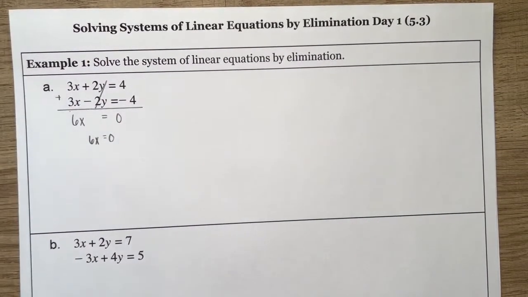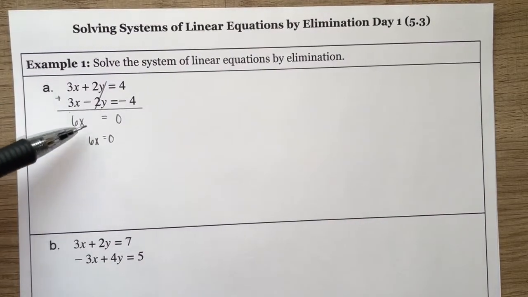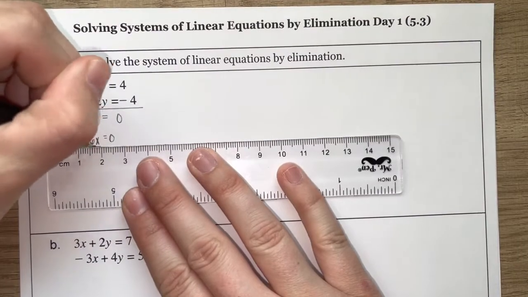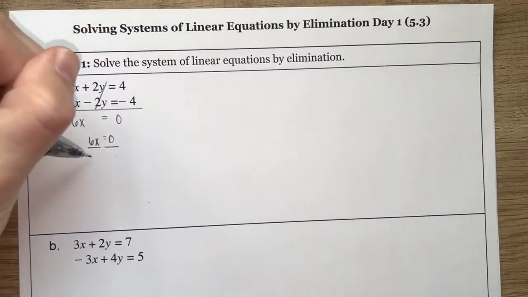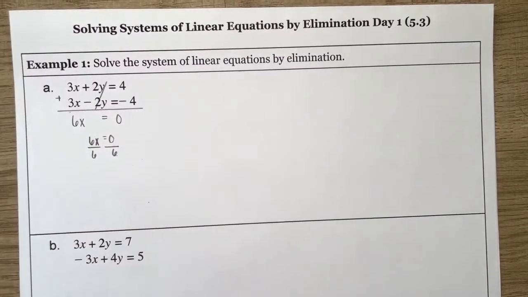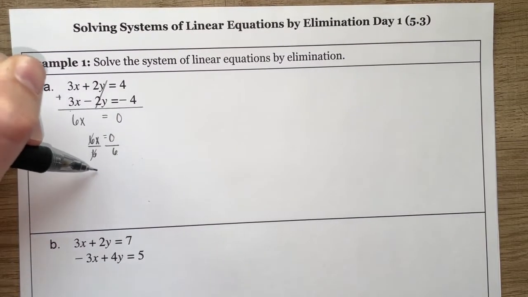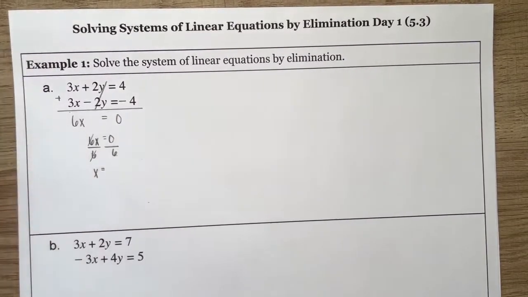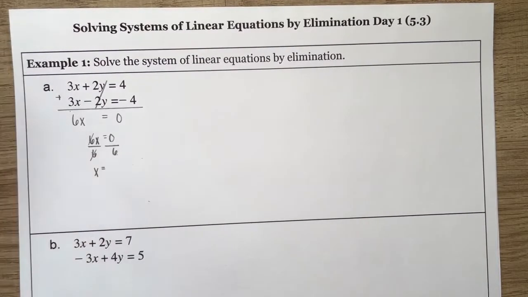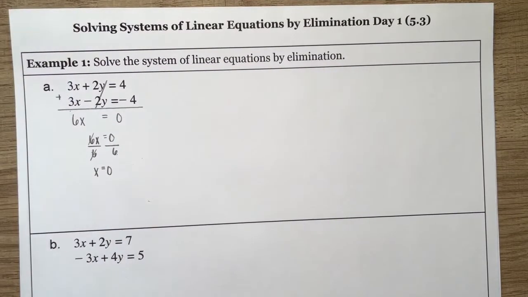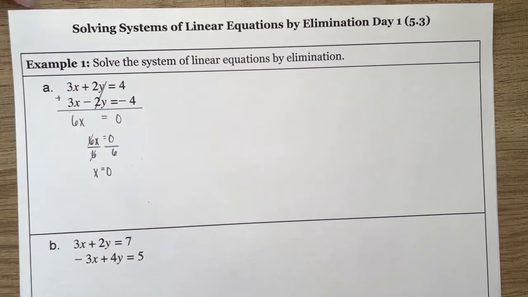If my goal is to solve for x, I need to undo the 6 that's being multiplied by it, so I divide both sides by 6. Then 6 divided by 6 cancels out, so I'm just left with x. And 0 divided by 6, well, 0 divided by anything is still 0. So we end up with x equals 0.